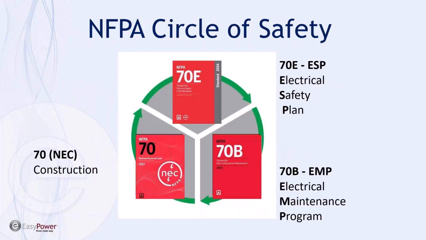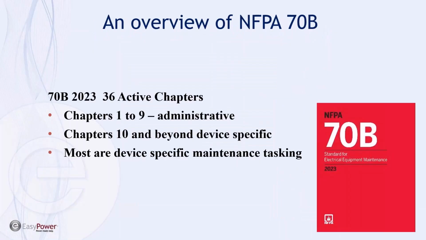So going back to our NFPA circle of safety as we see it, we've got, of course, the National Electrical Code to build it. We see the electrical safety plan out of 70E, and now the electrical maintenance program out of 70B as we take a look at that.